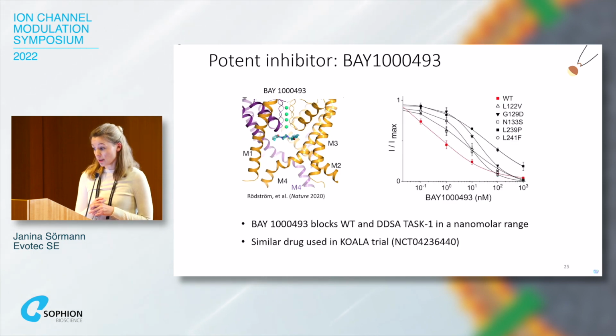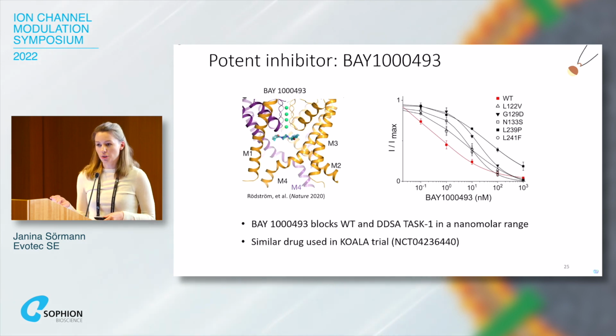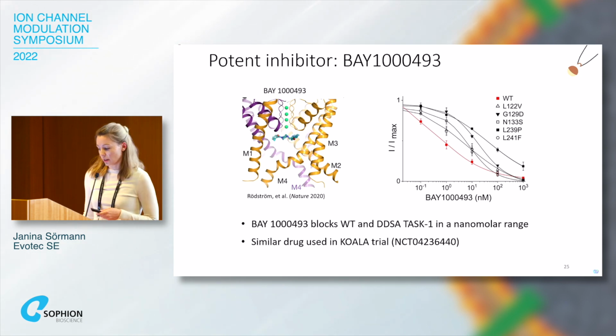And in red, you can see the dose-response curve for the wild type, and we have an affinity of 1 nanomolar. And even though the dose-response curves are shifted for the mutant channels, they are still responsive in a nanomolar range. And I mentioned before that there are currently drugs in a clinical trial for sleep apnea, and a very similar one compared to this one is used for these trials.